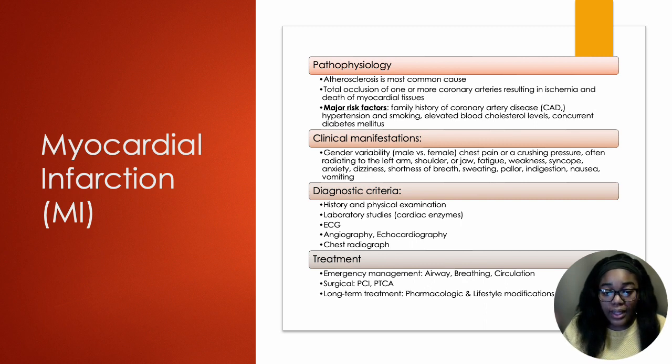So again, the pathophysiology is there's an occlusion, maybe a thrombosis or embolism in the coronary arteries, which results in ischemia. Atherosclerosis is the most common cause of myocardial infarction. And risk factors include family history of coronary artery disease, hypertension and smoking, elevated cholesterol levels, diabetes, high sensitivity C-reactive protein, or your CRPs, are always elevated, and also hyperhomocysteinemia.